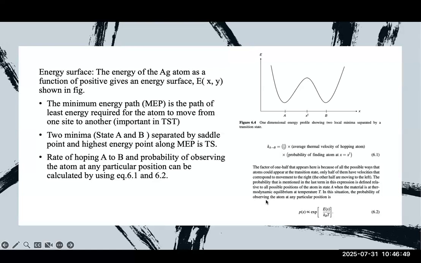So we can calculate the rate of hopping A to B by using this equation: half the average thermal velocity times the probability of finding the atom at x equal to x dagger. The half means we are just taking into account either this region or this region.